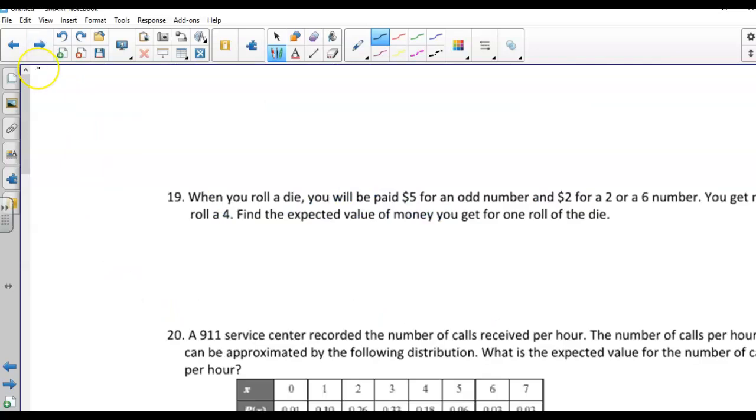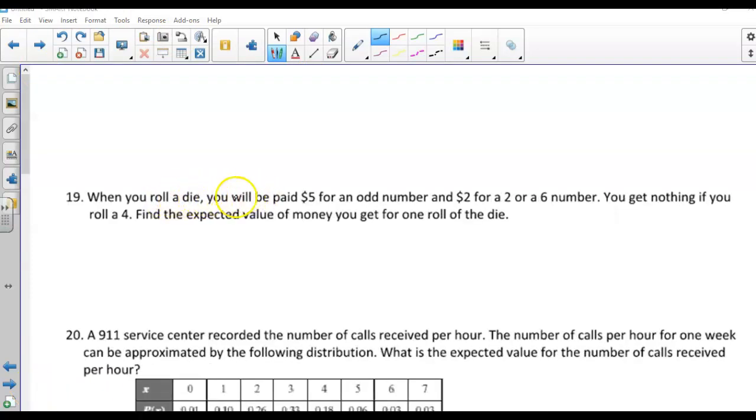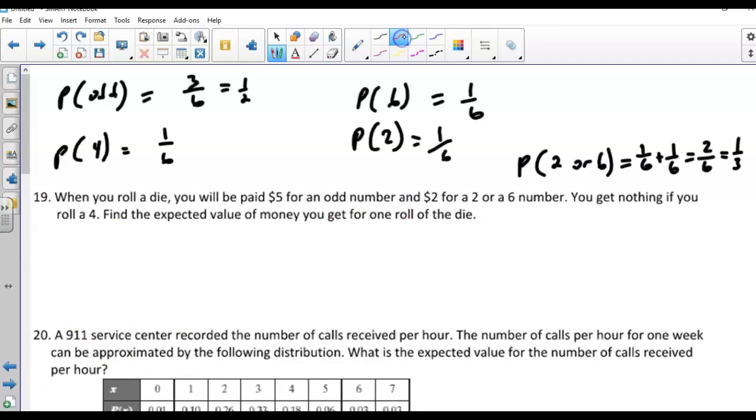Alright, 19. We're almost there. 19 says you roll a die. You will be paid $5 for an odd number, $2 for a 2 or 6, and you get nothing if you roll a 4. Find the expected value of money you get for one roll of the die. So hold up, a couple things. Let's address it.